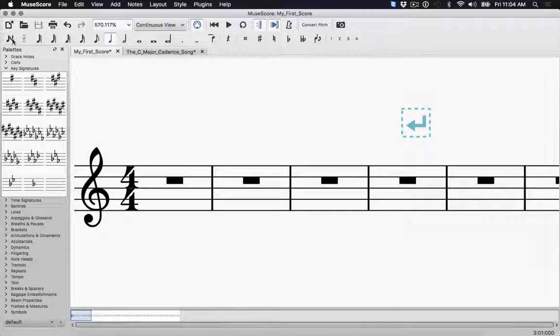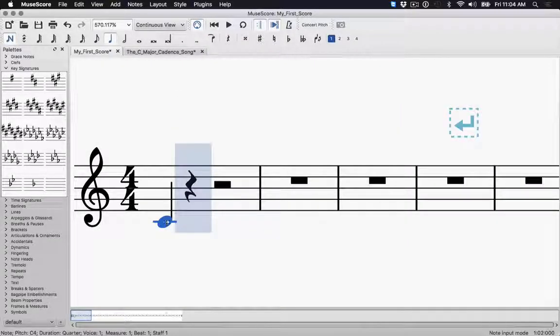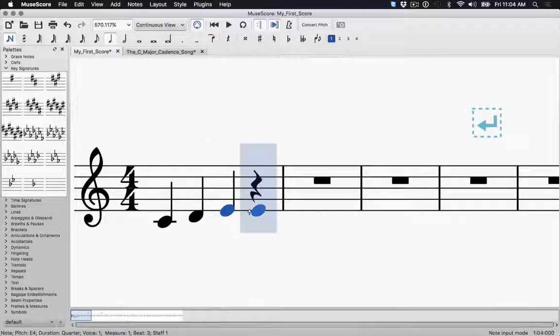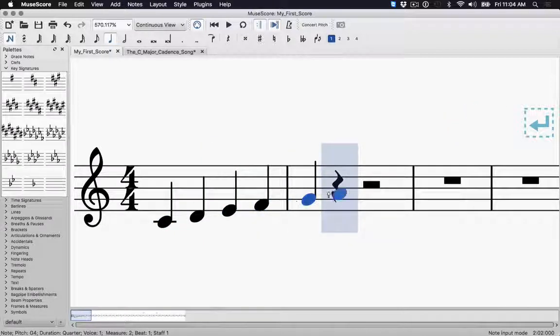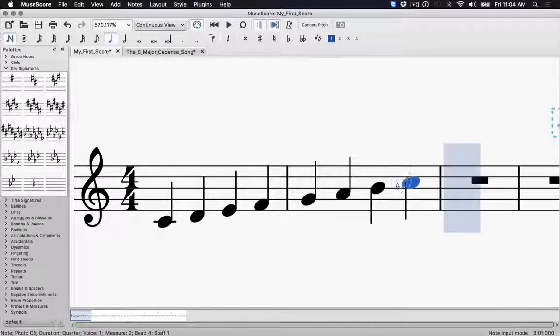Let's go back to C major. And let's just put a scale on the screen here. Okay, note that I got rid of that key signature for G major that we were just looking at. We're back to C major. So that's all correct, C major scale.